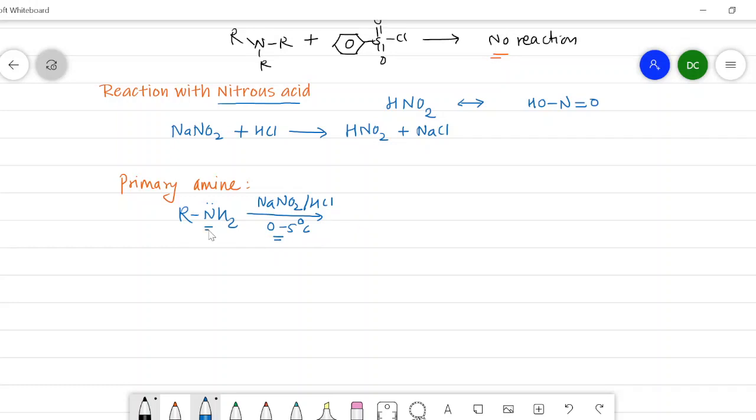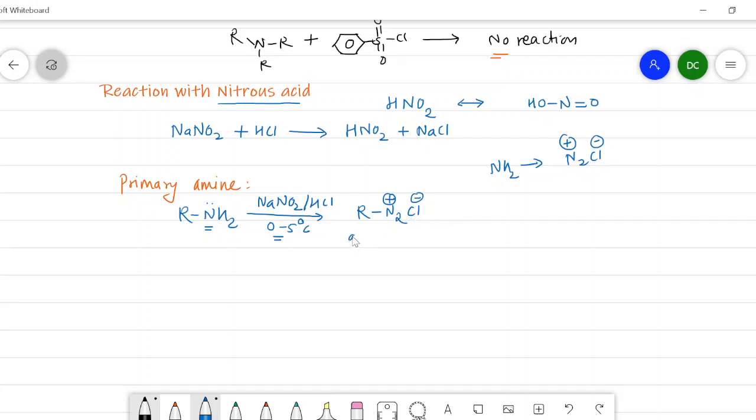And in this condition, the NH2 group is converted into RN2Cl. That is, the NH2 group is converted into N2Cl, where nitrogen possesses a positive charge and chlorine possesses a negative charge. So I will write here N2Cl, and how the NH2 group is converted into N2Cl, we will see in the diazotization reaction in the diazonium salt. Now keep in mind only NH2 is converted into N2Cl.